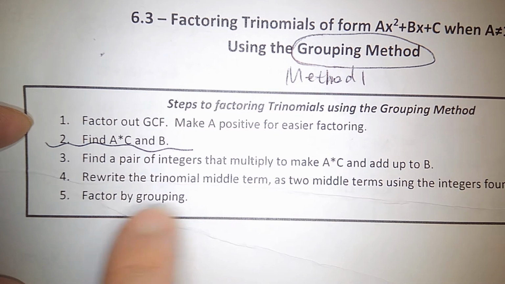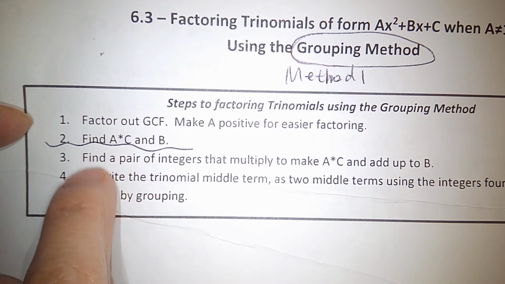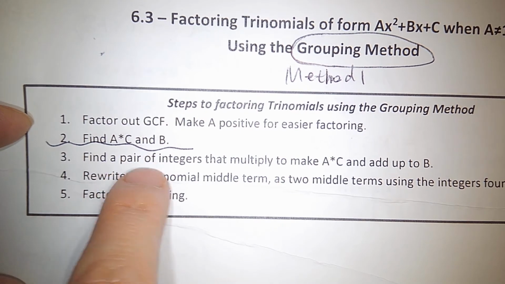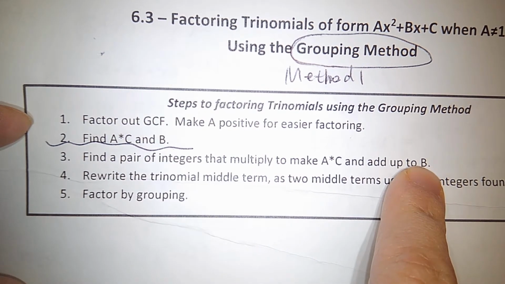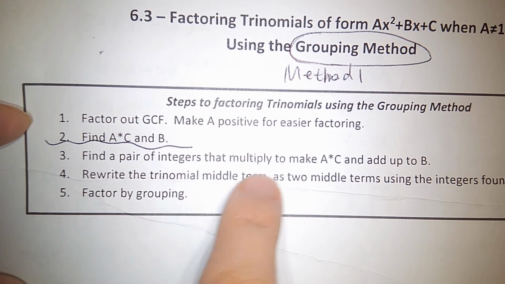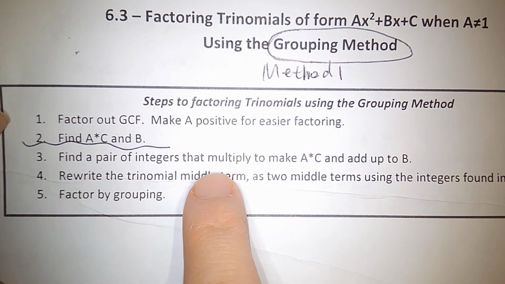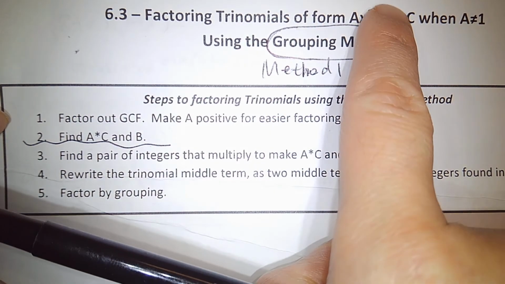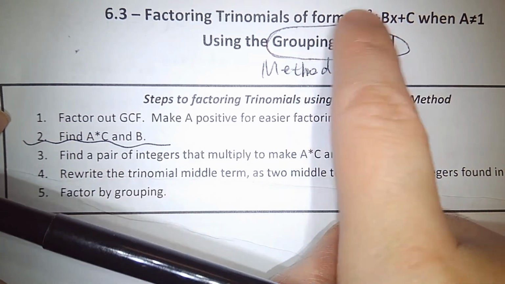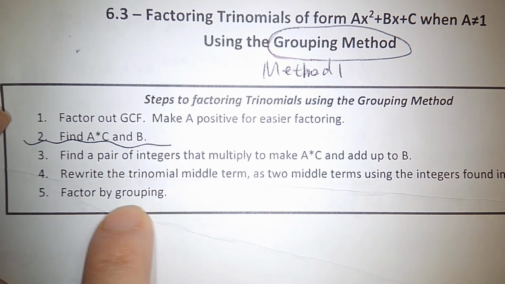b. So how do we understand this step? Once we find a times c, factor a times c into two factors, as a product of two factors. The sum of those two factors must equal what? b. Once we find those two factors, we rewrite the middle term of the trinomial as two middle terms. Then we'll have the square term, this middle term split as two terms, and then plus c. So we'll have four terms. How do you factor a four-term polynomial? Remember, by grouping. We did this in section 6.1.